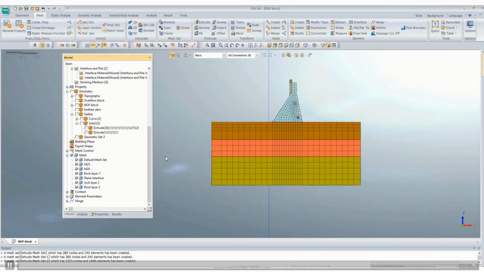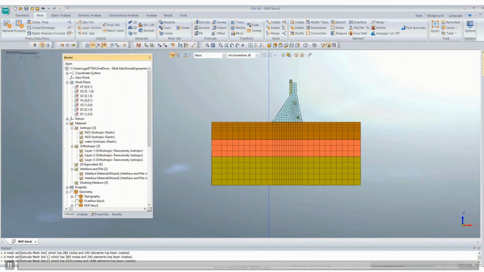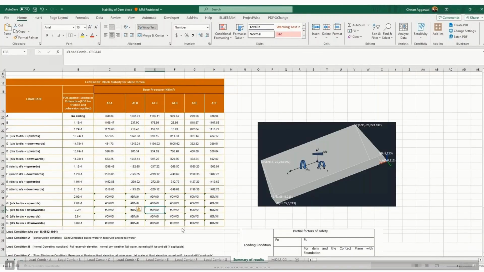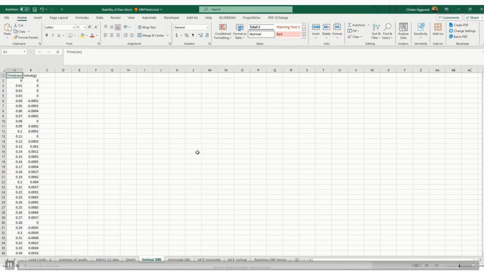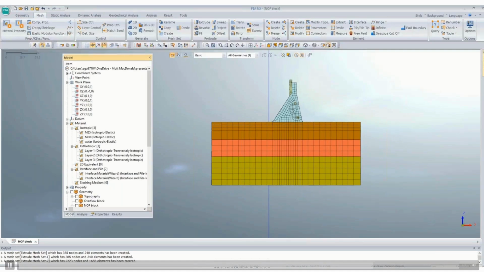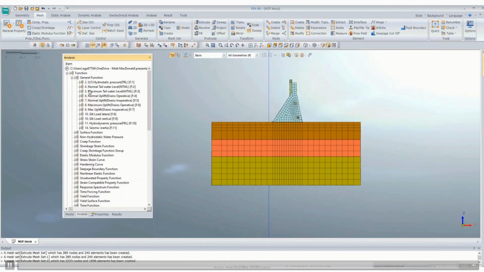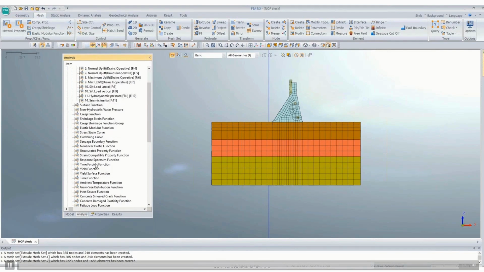Now I have to define the seismic waves. So we should have site specific seismic data with us. We have the design basis earthquake and maximum credible earthquake, site specific ground motion time histories for that too, in horizontal as well as vertical direction. I have this data with me. For that we have to create a time forcing function.